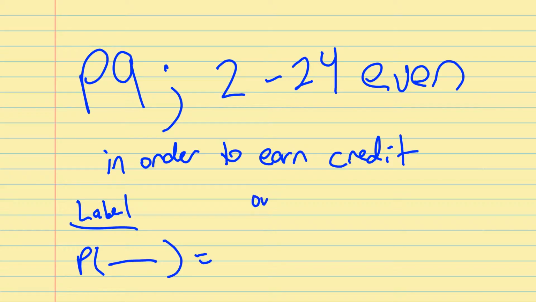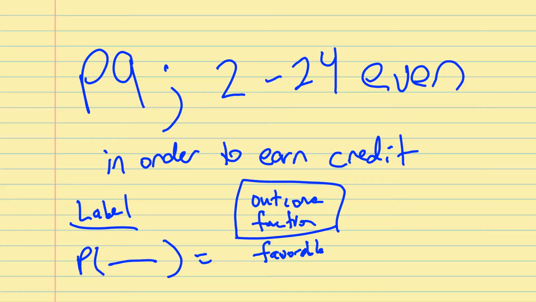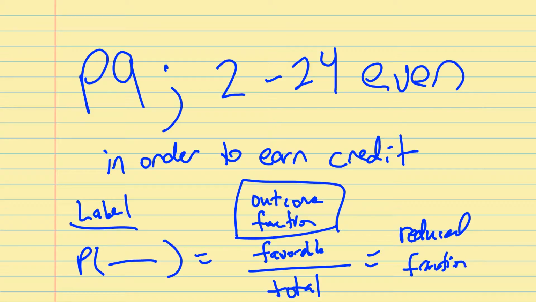some outcomes. I need to have the outcome fraction. So that's going to be your favorable outcomes, is what they say in the book, all over your total outcomes. We went over that. And then I'm going to need either your reduced fraction or you can just give me a percent, but it's up to you.